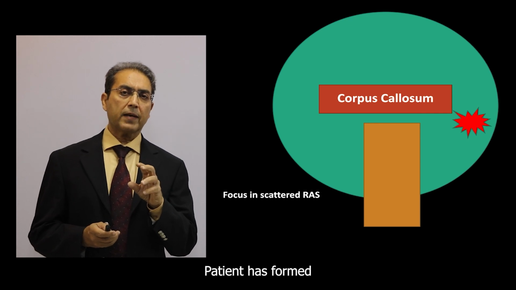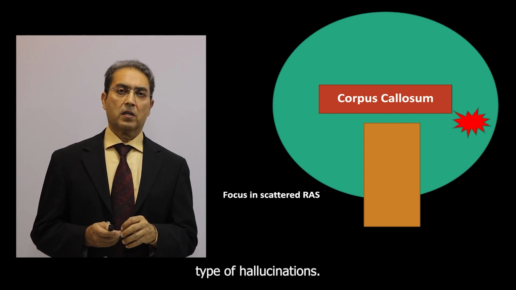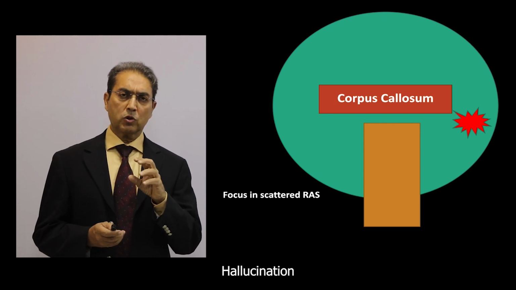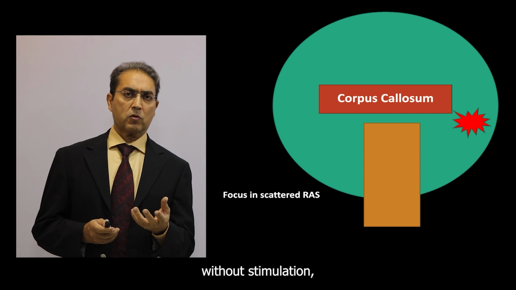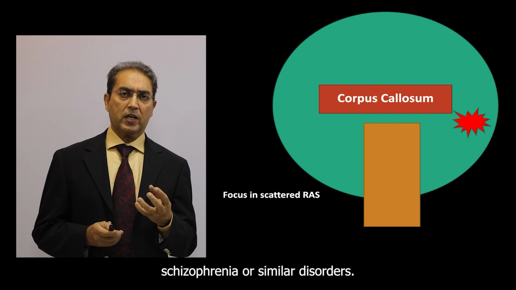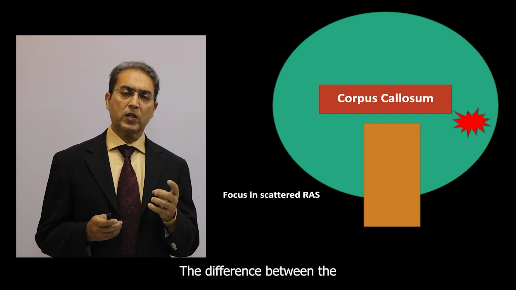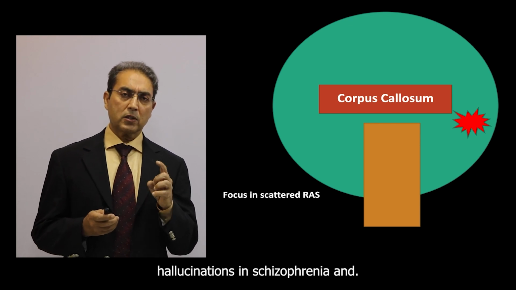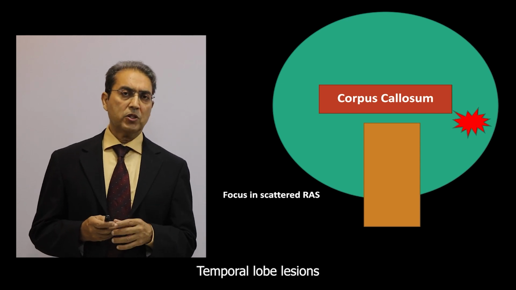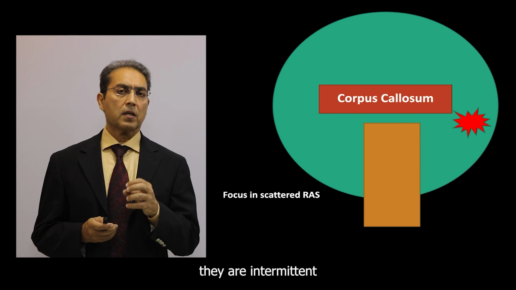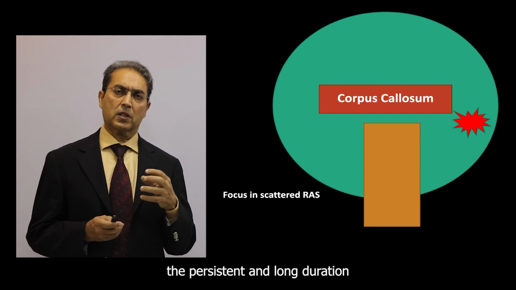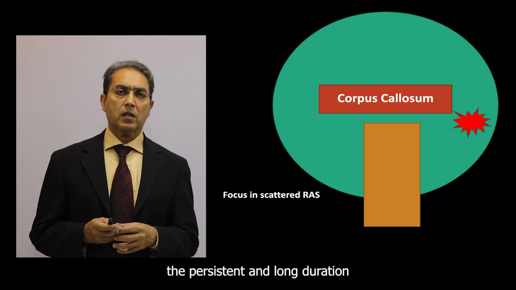Now, the difference between the auras arising from different areas of the brain: in the temporal lobe, the patient has formed types of hallucinations. Now, I'm using the word hallucination. Hallucination is actually perception without stimulation, which is classically seen in patients who have schizophrenia or similar disorders. The difference between the hallucinations in schizophrenia and temporal lobe lesions is that in temporal lobe lesions, they are intermittent and short-lived, while in schizophrenia, they are persistent and long-duration symptoms.